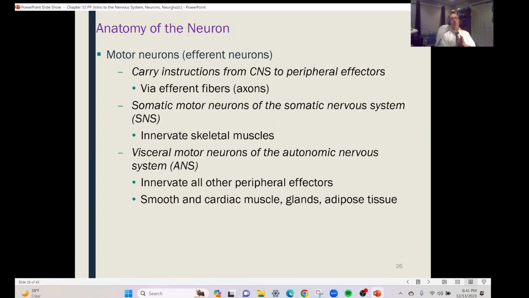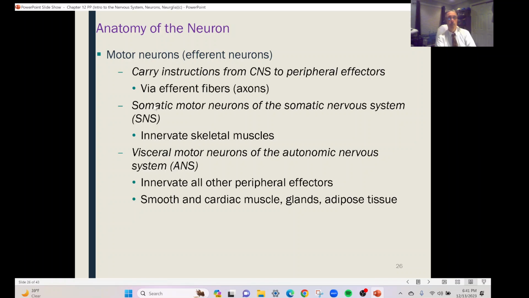So that's the sensory neurons. The second classification under functional are the motor neurons. These we can also call the efferent. Again, think of E for exit. These carry information from the central nervous system, the brain and spinal cord, away to some type of effector. Okay, so these are going to carry information away.